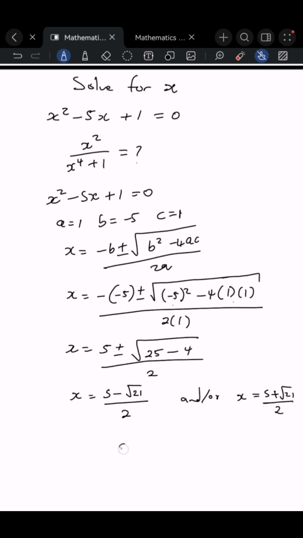What you would do is you would sub the x value into x squared over x to the power of 4 plus 1, and you'd get your solution.